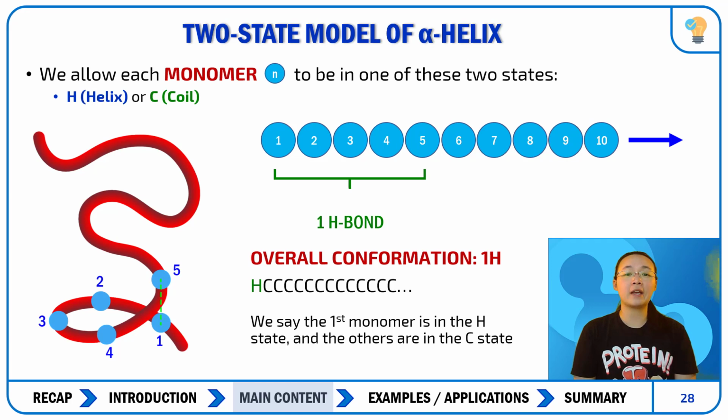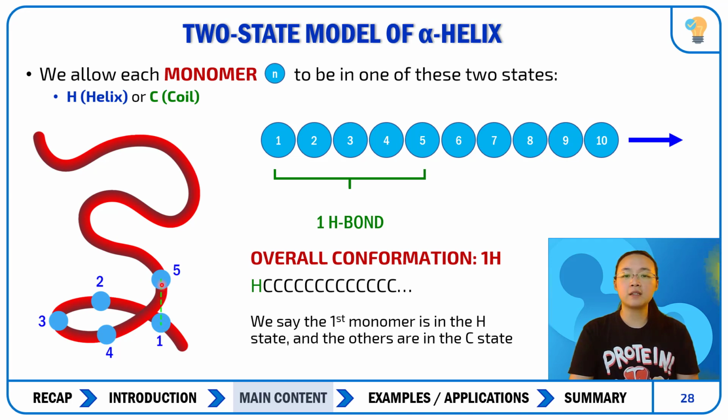So then how do we do that? Let's first allow each monomer, so we represent each monomer in blue, to be either in a helix or coil state. And we designate these as H or C. You'll see in the diagram here that there is a polypeptide chain that I've drawn, and we can represent each amino acid, so 1, 2, 3, 4, 5, as a blue circle labeled in the order of the chain. There's also a green dotted line to represent a hydrogen bond between monomer 1 and monomer 5.